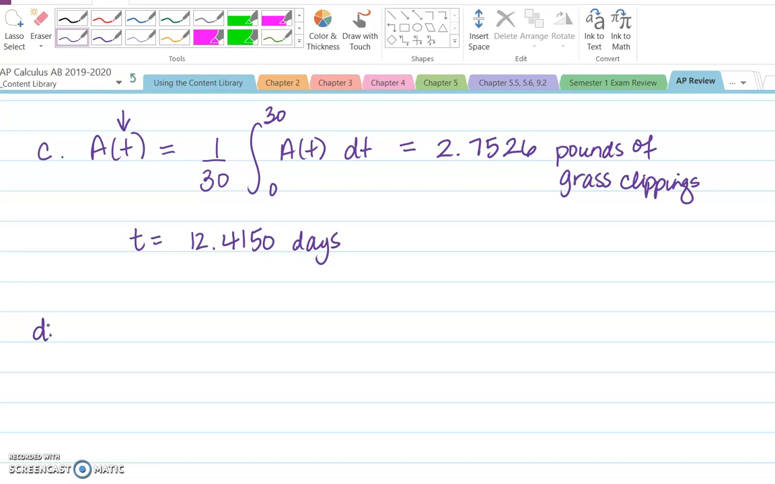The linear approximation is a fancy phrase for find the tangent line. And any tangent line is going to need to have a point and a slope at the value that is in question. So we're talking about at t equals 30. So we need A of 30, which we've already found above, and we also need A prime of 30.